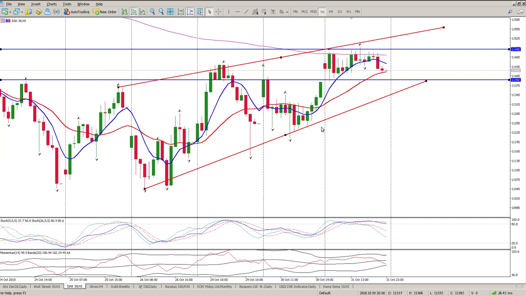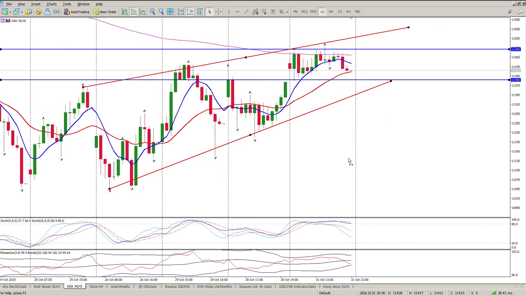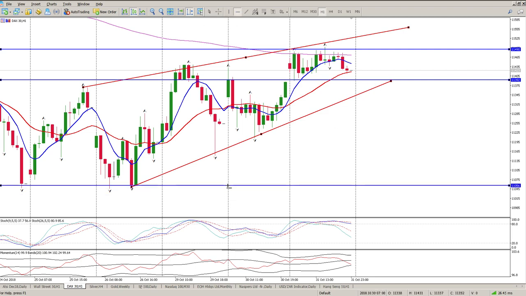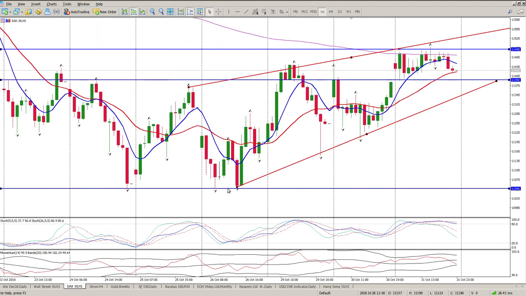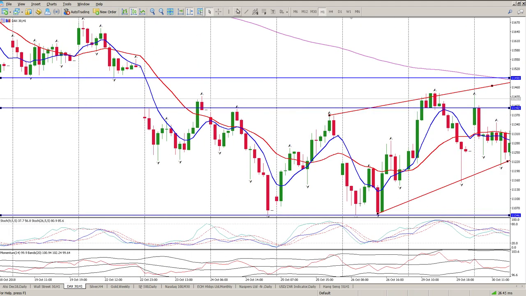Either this is going to turn out to be a bullish channel, or it's going to turn out to be a rising wedge, which is going to bring us all the way back down to this level here, but also a potential for this measured move here.